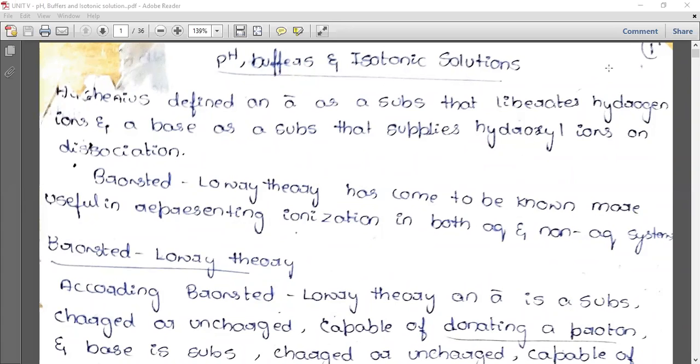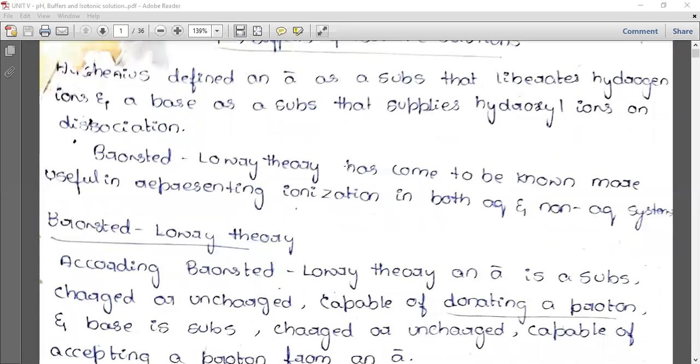So next is Bronsted-Lowry theory. According to Bronsted-Lowry, it is mainly depending upon the solvent into which we are adding any substance. According to Bronsted-Lowry theory, an acid is a substance, charged or uncharged, which is capable of donating a proton. This is what was said in today's answer. Anything capable of donating a proton is an acid, and a base is a substance capable of taking up the protons given by the acid.